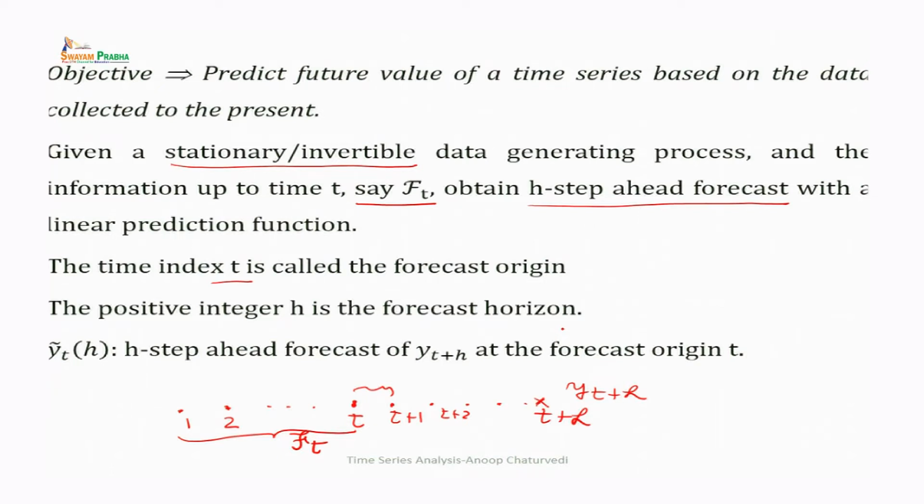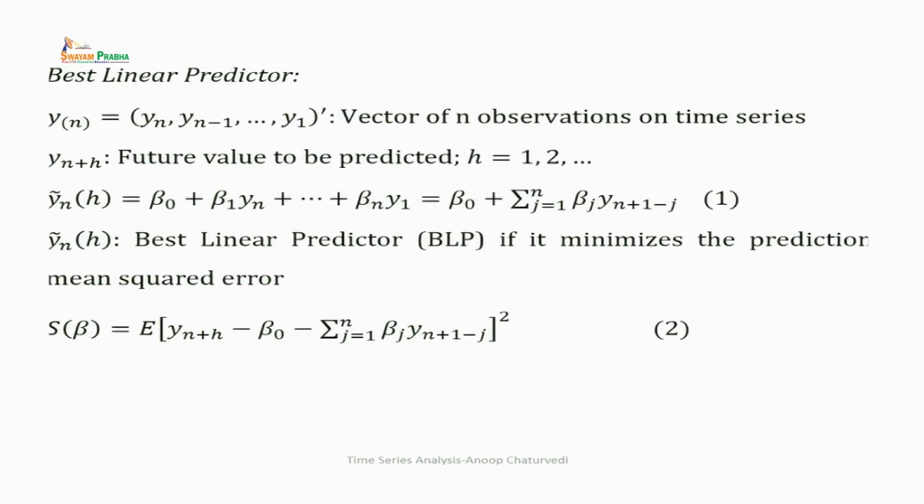And suppose y curl t h is the h step ahead forecast of y t plus h at the forecast origin t. You have information up to time t, and then you have to forecast the value of y t plus h, and suppose this h step ahead forecast is y curl t h. Now, we try to find out the best linear predictor.